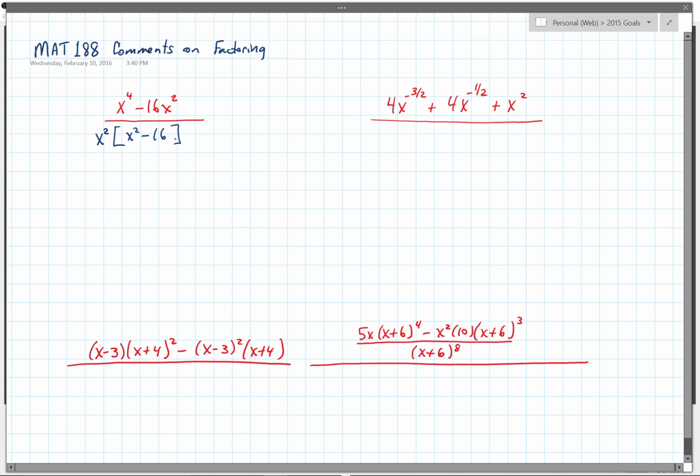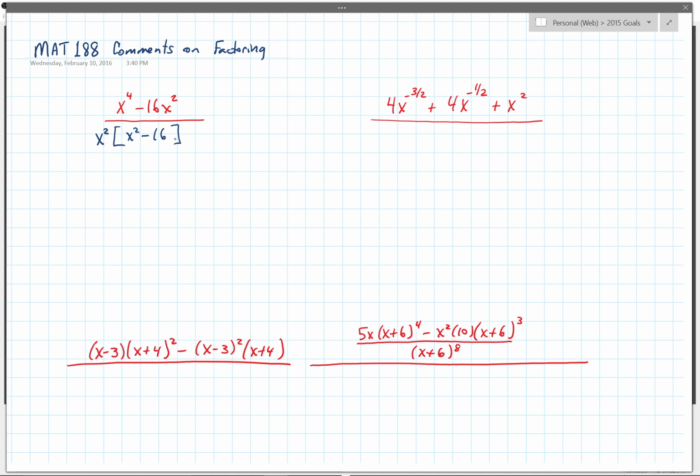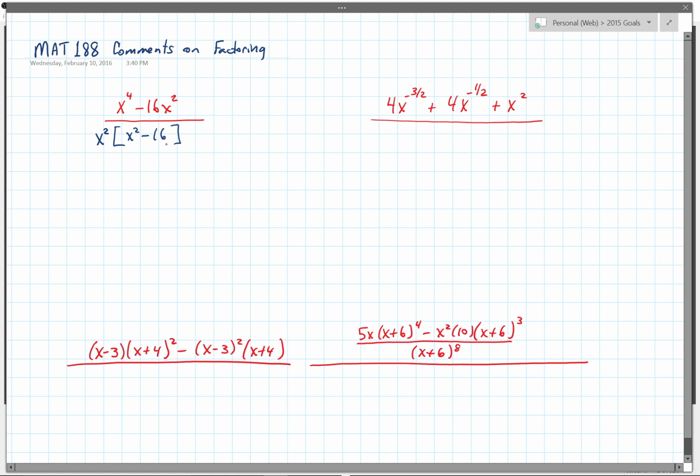And then once you complete that first step, you check and see, is there anything else I can factor? And sure enough, inside the bracket, we can break that up further. Hopefully you notice that this is a difference of perfect squares: x plus 4, x minus 4. And then finally checking one more time, no, all 3 factors are in their lowest form. I can't factor anymore. So this is the solution.